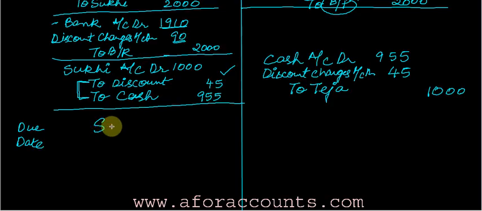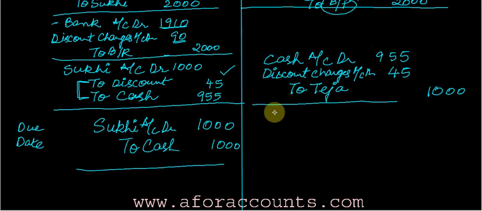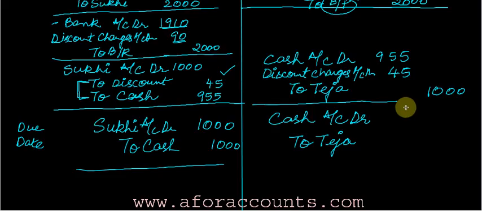So the entry will be, who is the receiver? Sukhi. So Sukhi account debit, Sukhi account debit. 1000 you are sending it to him. So to cash, 1000. Sent cash to Sukhi will be your narration, and Sukhi will be receiving it. So the entry in books of Sukhi will be cash account debit. Cash is coming in. Cash account debit, as cash is coming in, and it has to be to Teja. Teja is giving you the cash.